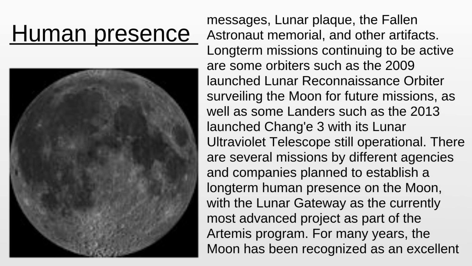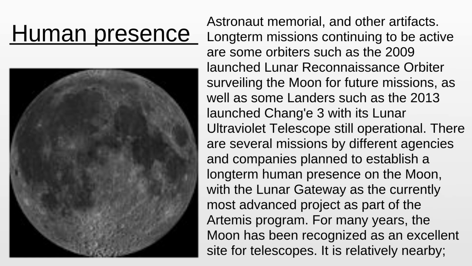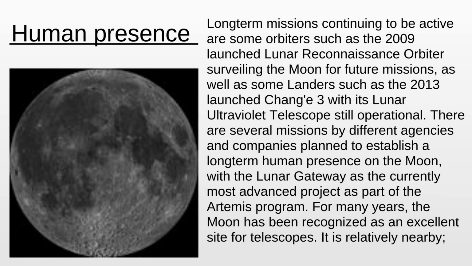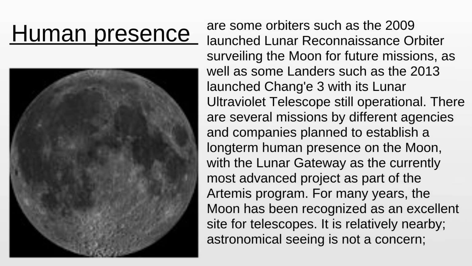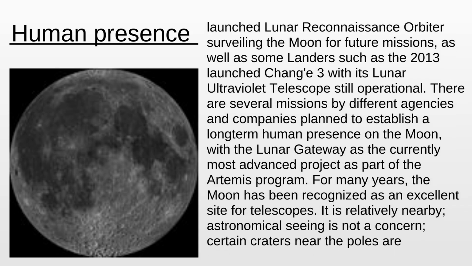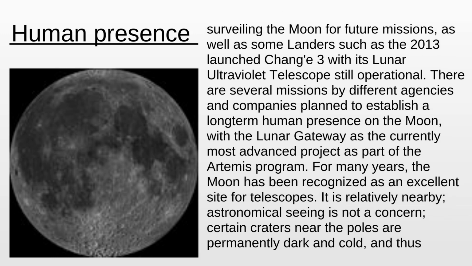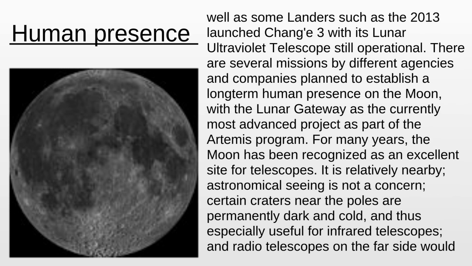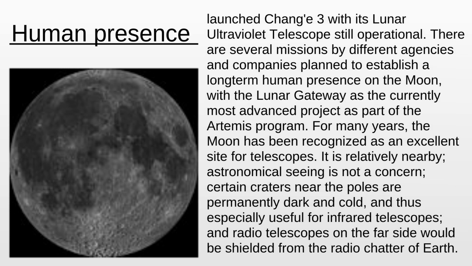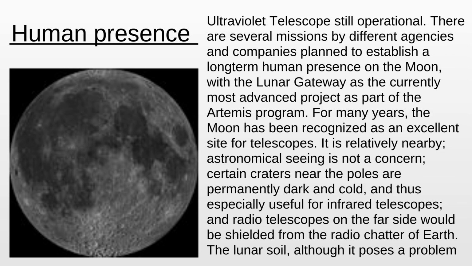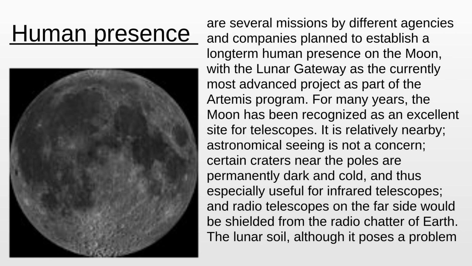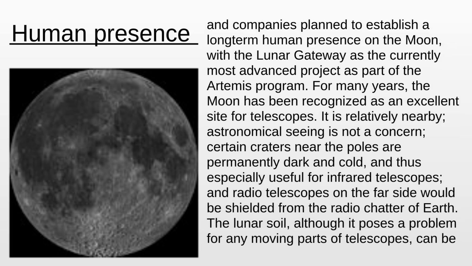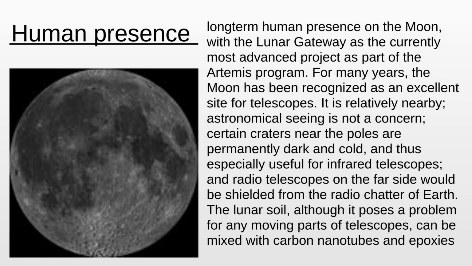Long-term missions continuing to be active are some orbiters such as the 2009 launched Lunar Reconnaissance Orbiter surveilling the Moon for future missions, as well as some landers such as the 2013 launched Chang'e 3 with its lunar ultraviolet telescope still operational. There are several missions by different agencies and companies planned to establish a long-term human presence on the Moon, with the Lunar Gateway as the currently most advanced project as part of the Artemis program.